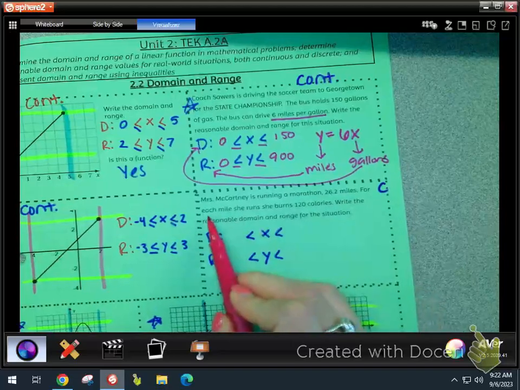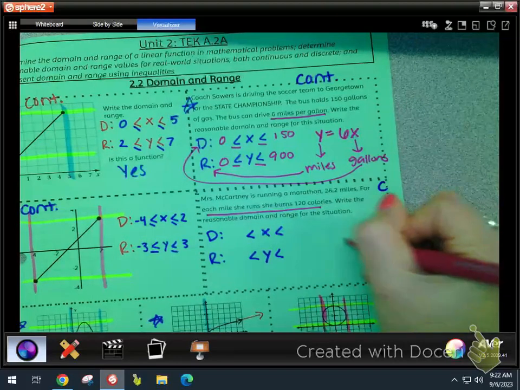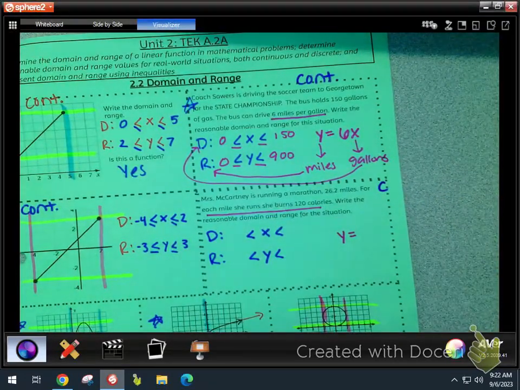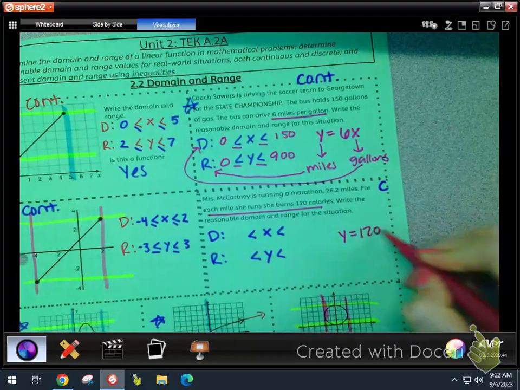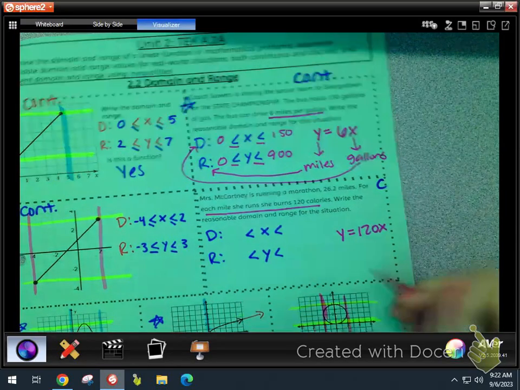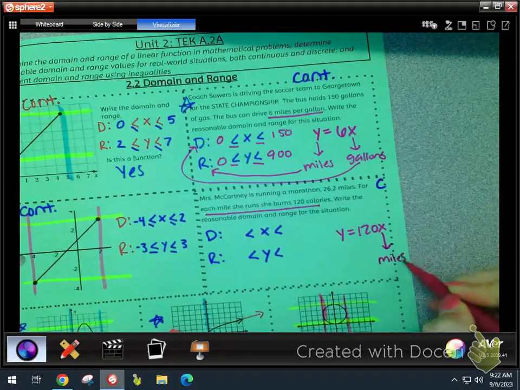For each mile, she burns 120 calories. What's our equation going to be? Y equals, I need a whole equation. 120x. Are y'all catching on? Whenever it says each or per or any kind of word like that, that's what you're going to put. That number and then x. Now, what is x going to represent? Each what? Read the problem. Miles. So this time, x represents the number of miles that I'm running.